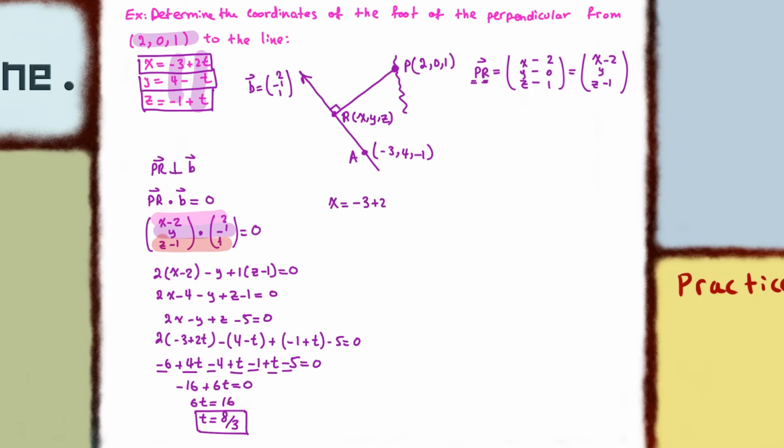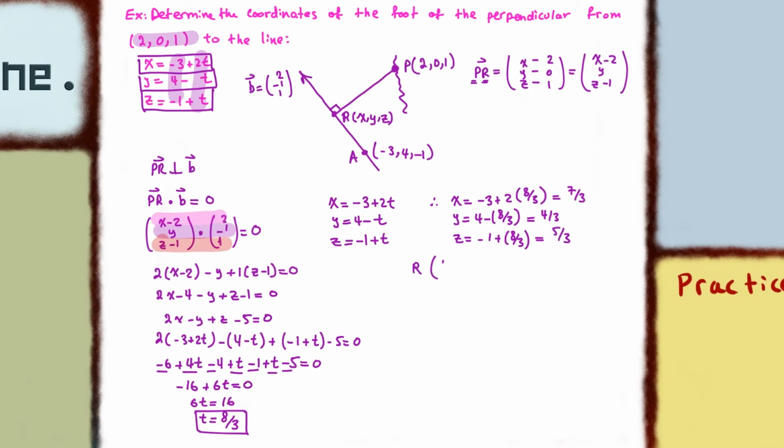Okay, now we know that x is equal to -3 plus 2t, y is equal to 4 minus t, and z is equal to -1 plus t. We already have the t value, so we can plug it in to get the x, y, and z components of point R. We will get the x component to be 7/3, the y component to be 4/3, and the z component to be 5/3. And those are the coordinates of point R.